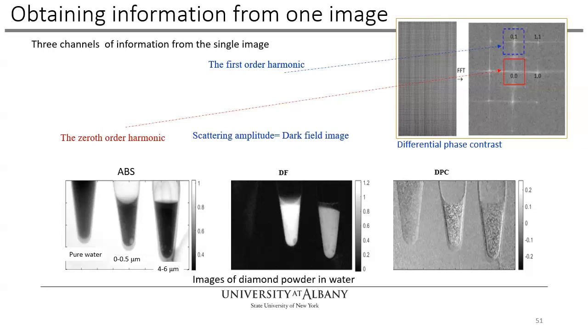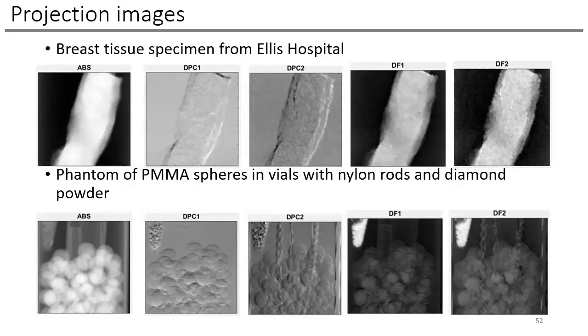These are some recent results from Art's and Wadia's recent work on the X-ray phase imaging system we're setting up. This is a breast tissue specimen from Ellis Hospital. The absorption image, the two phase derivatives, vertical and horizontal, and the two dark field channels coming out of it. And this is a phantom, just a test object we made with a bunch of PMMA spheres, plastic spheres, rods, and vials of different materials. And this vial up here is filled with a diamond powder. And you can see the phase derivatives, the absorption, and the two dark fields coming out of it down here.